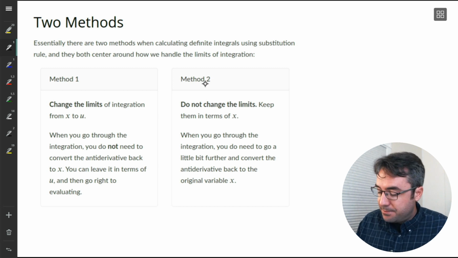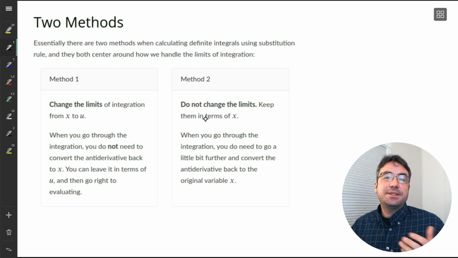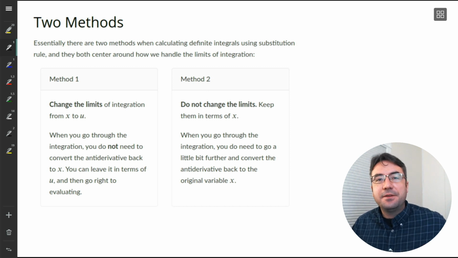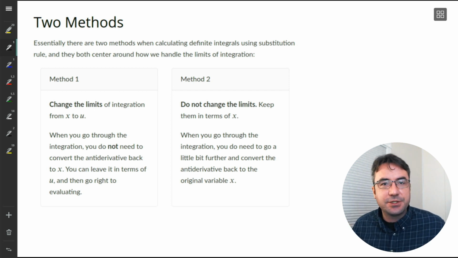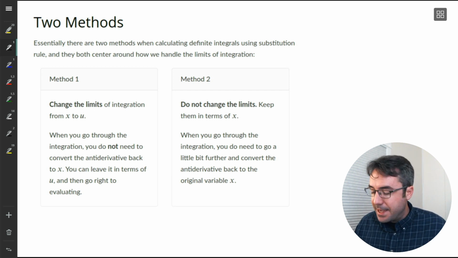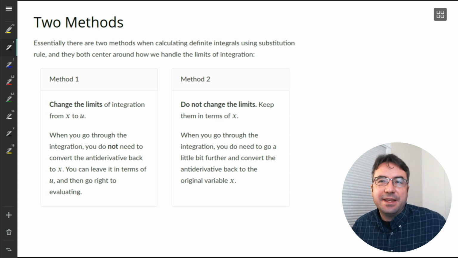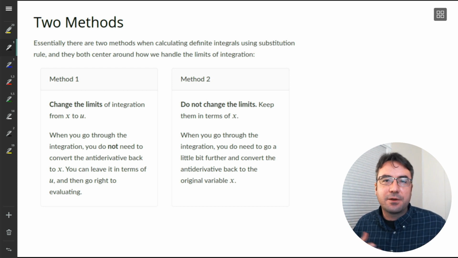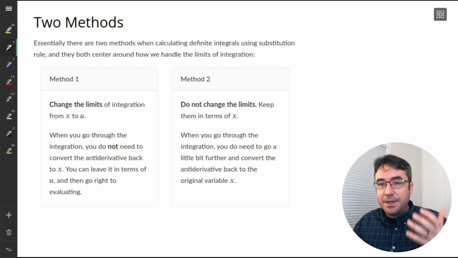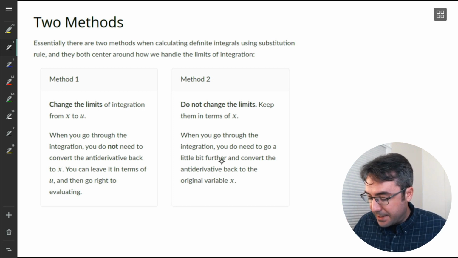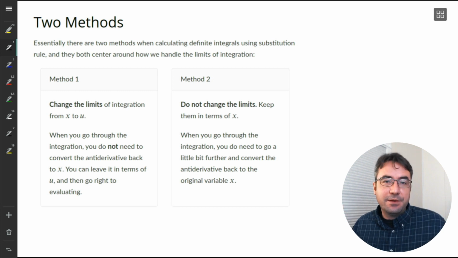The second option, method 2, is sort of the do nothing method. This is where we keep our limits of integration the same. We do not change them, so they're going to stay in terms of x. And the benefit of this method is the flow of it, the process of it feels exactly like what we've been doing for indefinite integrals. We get our antiderivative back in terms of x, and then we evaluate.